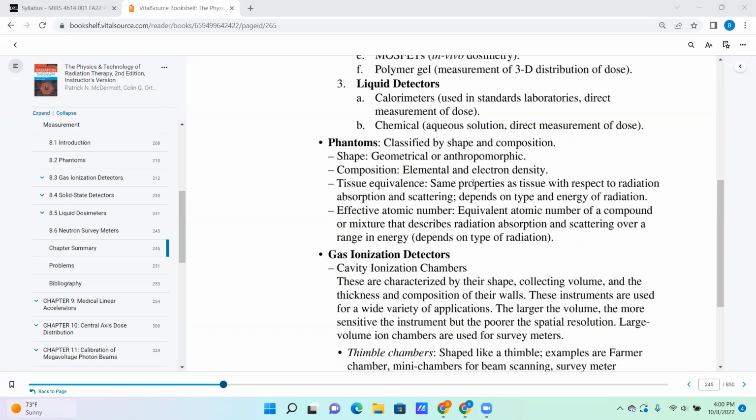Tissue equivalence: the same properties as tissue with respect to radiation absorption and scattering, and depends on the type and energy of radiation. You've got effective atomic number. So it's the effective atomic number of a compound or mixture that describes radiation absorption and scattering over a range in energy.